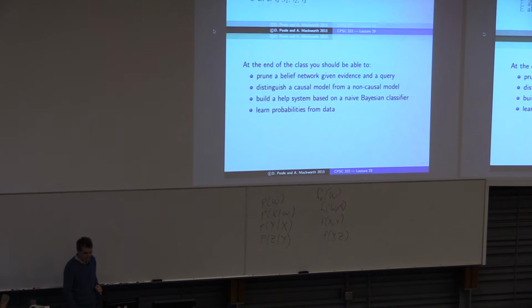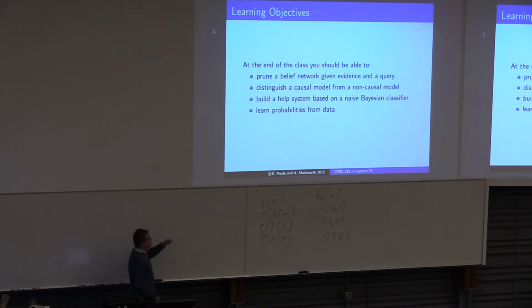All right. So what we're going to do is finish off talking about variable elimination, because we're going to talk about pruning networks based on evidence in a query, and that should take us about 3 minutes. We're going to talk about causal models and non-causal models, and try and distinguish them. Then we'll learn about how marijuana leads to hard drugs or not. Then we'll talk about how the Microsoft Help System works, or the original one did, based on what's called a naive Bayesian classifier. And we'll talk a little bit about how to learn probabilities from data.